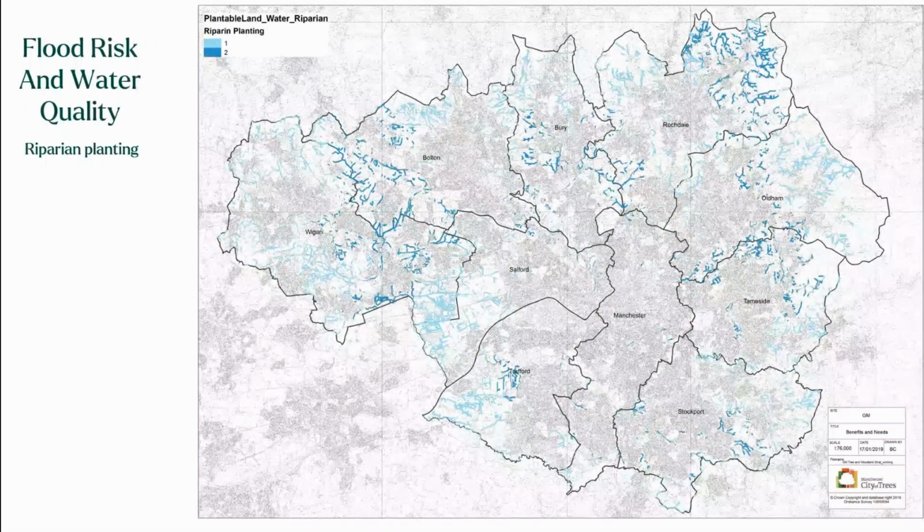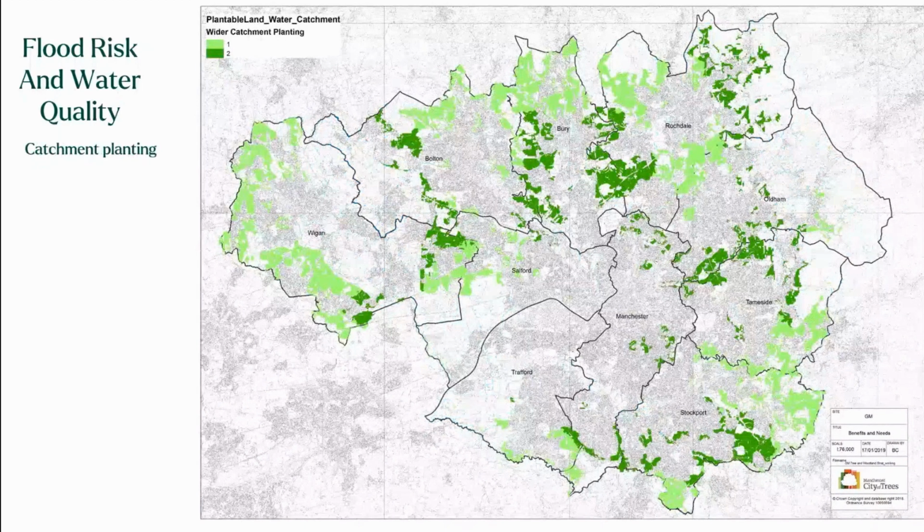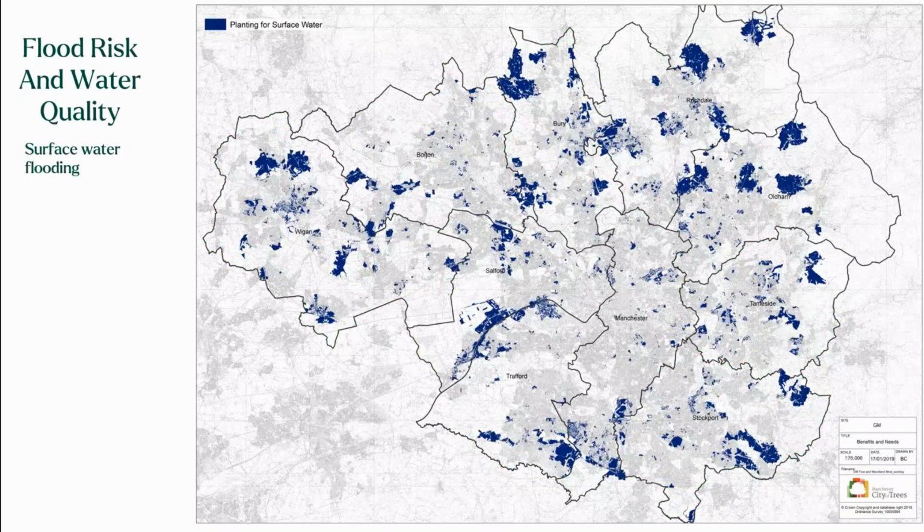We also looked at flood risk and water quality, and these maps we just borrowed from the Environment Agency's working with natural processes mapping. So we've got riparian planting priority areas, wider catchment planting. And we also looked at where we had high risk of surface water flooding. So we wanted to ensure that we were intercepting water that would otherwise be causing a nuisance, causing surface water flood issues.